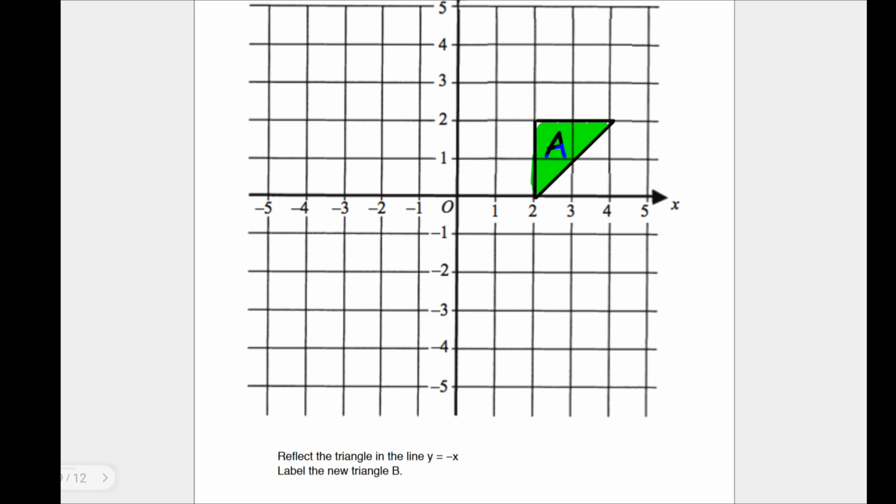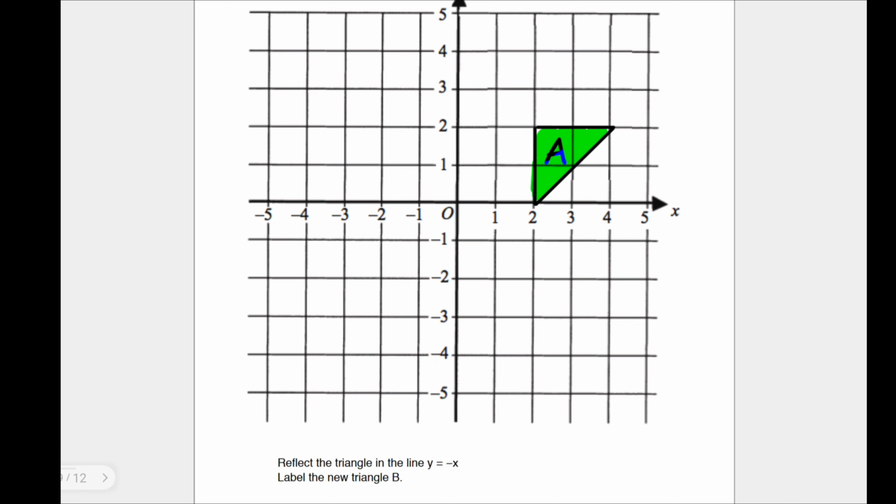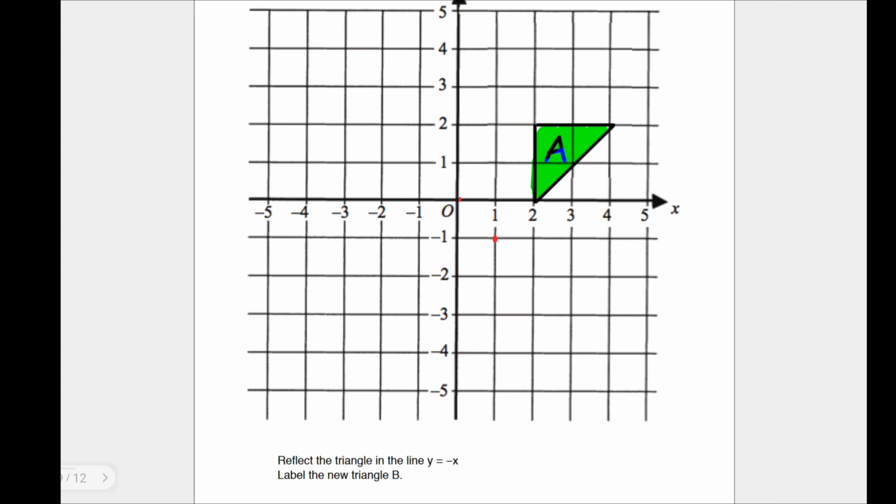Reflect the triangle in the line y equals negative x. Pause this video for a moment and try to solve this by yourself. Alright, welcome back. So y equals negative x means, for example, when x is 1, y is negative 1, which is right here. When x is 0, y is 0. When x is minus 1, y is 1. So it goes that way. So that means this line is going to be this way.